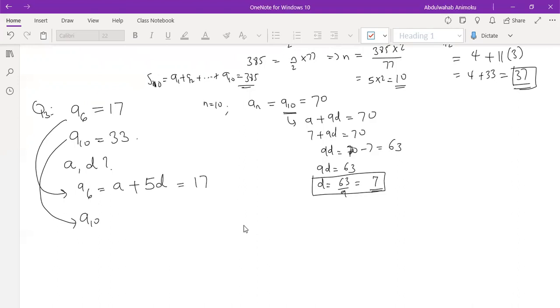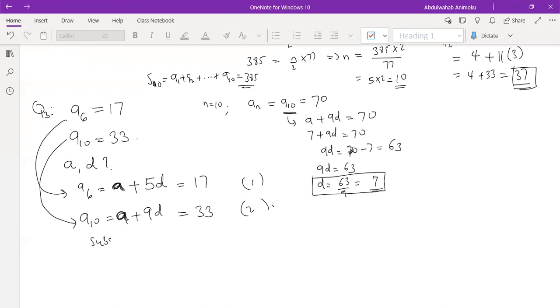This other one, A10, that would be what? A plus 9D, and that will be 33. So now you need to solve these two equations simultaneously. Quite easy. Now notice that usually, just like we do in geometric sequence, we usually divide the higher term by the lower term. In this particular one, what you do is just subtract the two equations. Why are we subtracting? Because the first term will go away. The coefficient of the first term is always 1 when you're dealing with arithmetic sequence. That gives you a hint that you just have to subtract the two equations.